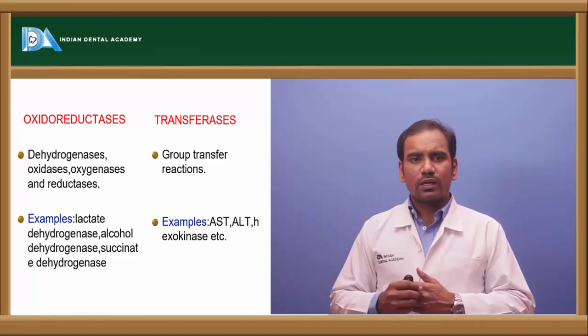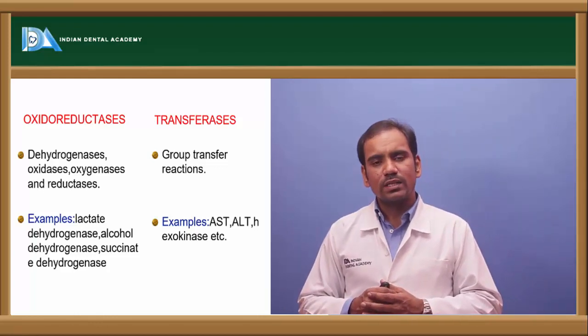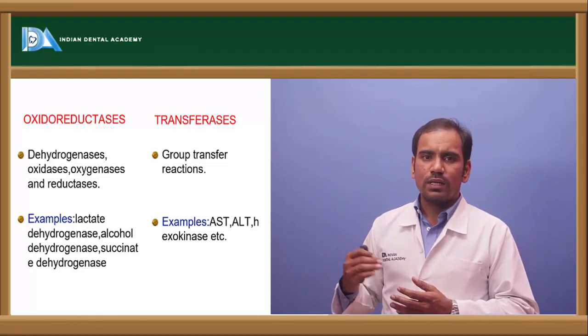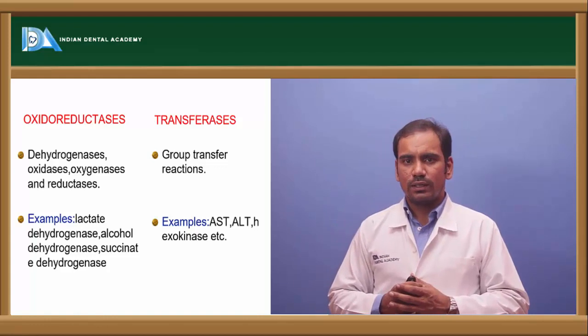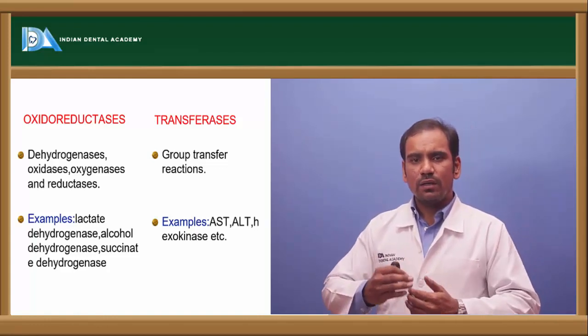So in oxidoreductases we have different types of enzymes like dehydrogenases, oxidases, oxygenases and reductases. So all these enzymes come under this classification, oxidoreductases. So basically they are catalyzing oxidation reduction reactions.